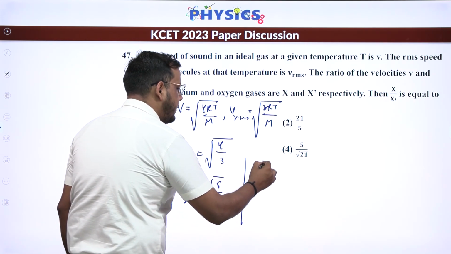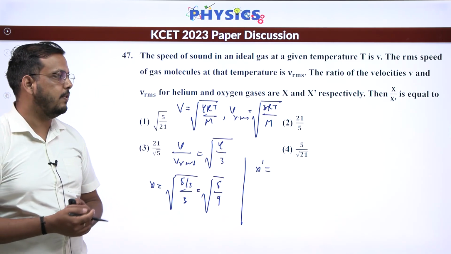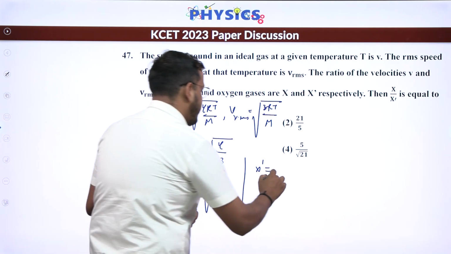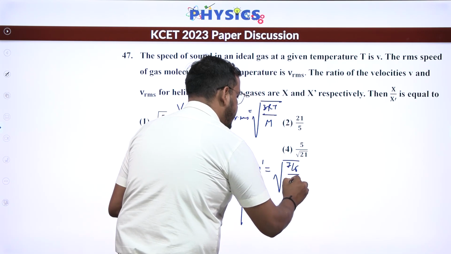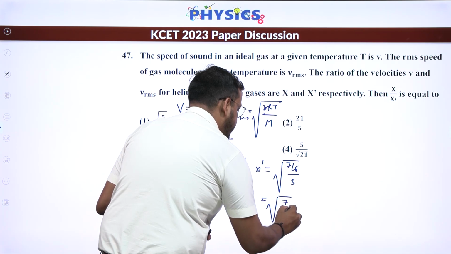Similarly, we find the value of X dash, that is for oxygen. Oxygen is a diatomic gas. For diatomic, gamma value is 7 by 5. So we will place the value here, 7 by 5 divided by 3. So we will get here under root 7 by 15.